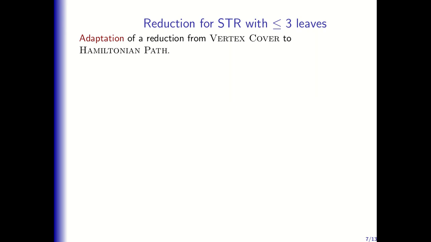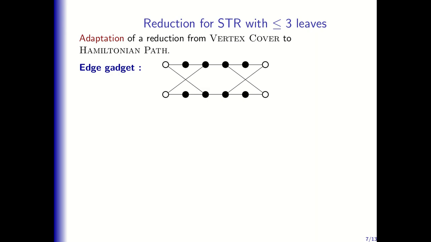So first, we want to show that the spanning tree reconfiguration problem, where you have trees with at most 3 leaves all along the transformation, is PSPACE-complete. And this is an adaptation of a reduction from vertex cover to Hamiltonian path. I don't know if you know this reduction, but it is a very, very beautiful reduction. So let me explain how this reduction works, and explain very briefly how we can adapt it. This reduction is based on this gadget.